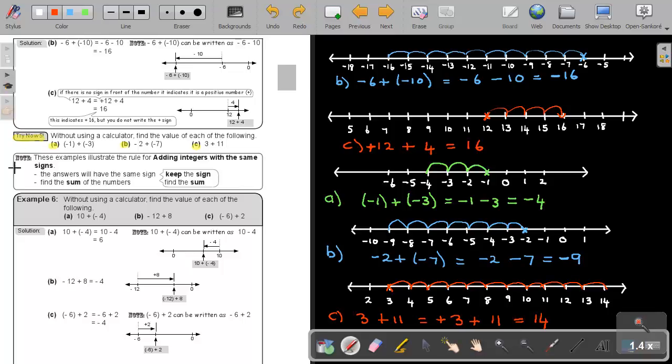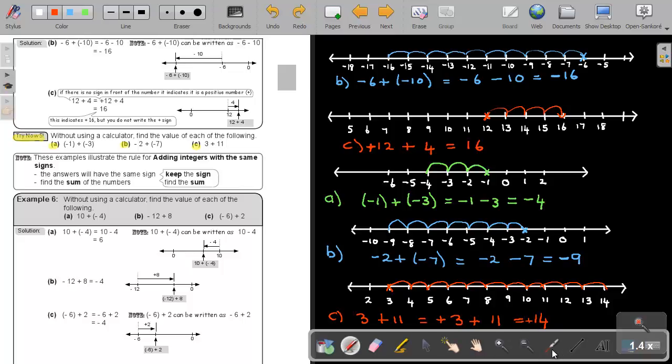I want you to note the following, and we will go back to the examples and see if it's true. These examples illustrate the rule for adding integers with the same sign. The answer will have the same sign, and you find the sum. Now, what do I mean by that? If you look, the sign was positive and the sign was positive. So what did I do? I was adding the numbers, 14, and I kept the sign. If there's no sign, I showed you that it's actually a positive.